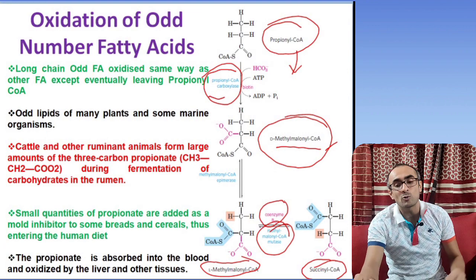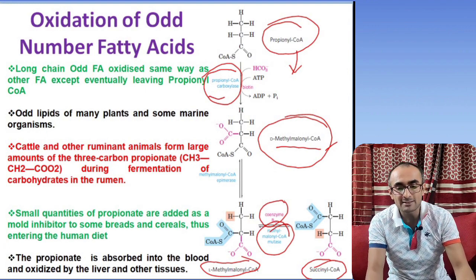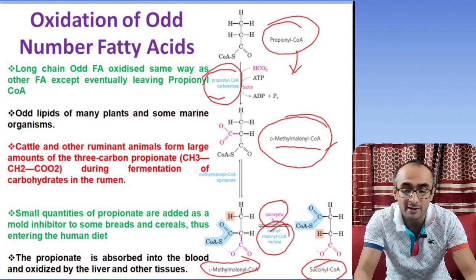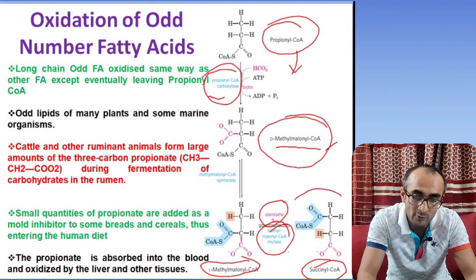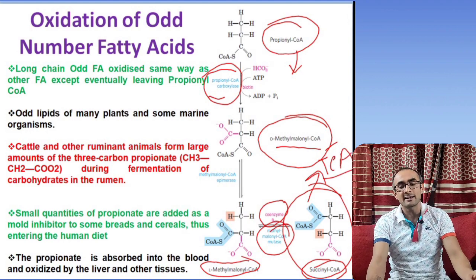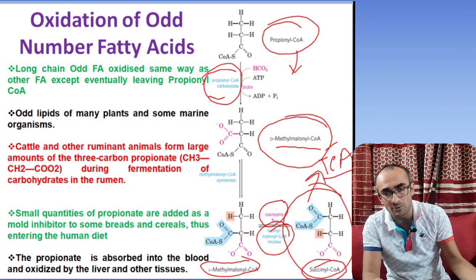a B12 cobalamin derivative as coenzyme. So vitamin B12 is used here for this very special reaction which converts methylmalonyl coenzyme A to succinyl coenzyme A. And we know that succinyl coenzyme A is one of the intermediates of the TCA cycle. So succinyl coenzyme A can enter the TCA cycle from here, and by entering, it can form oxaloacetate. Oxaloacetate can be converted into glucose.